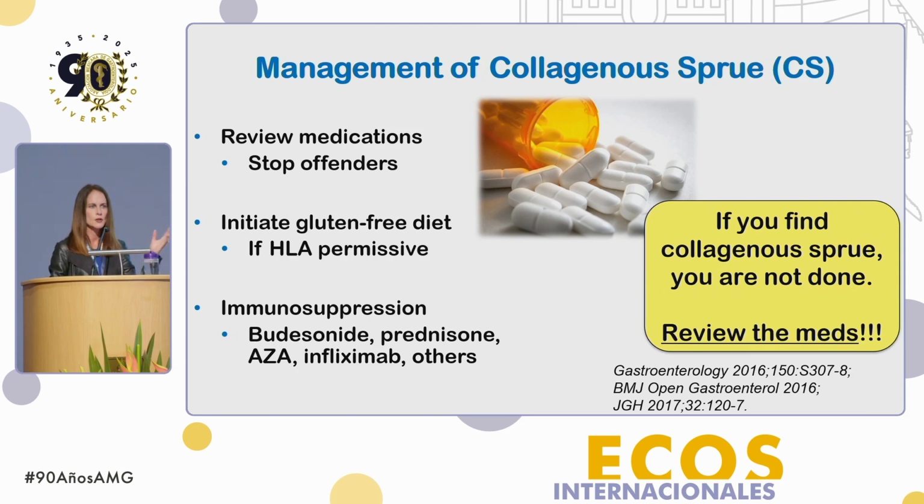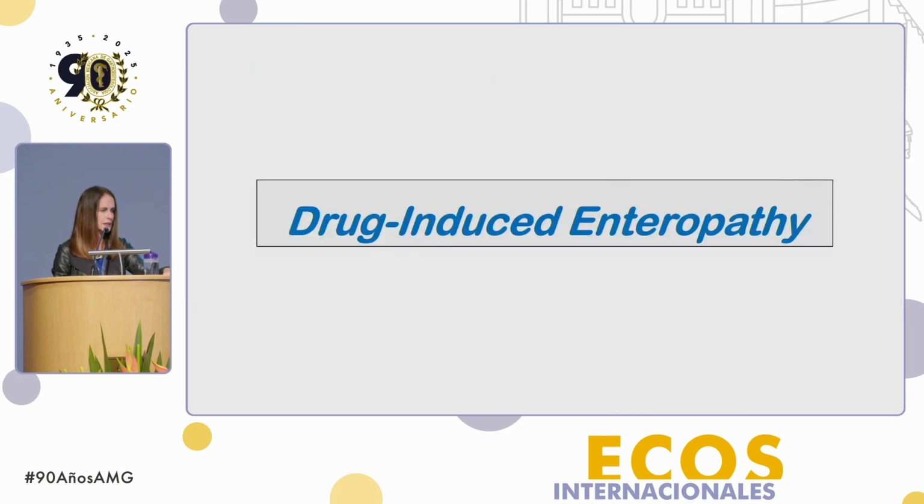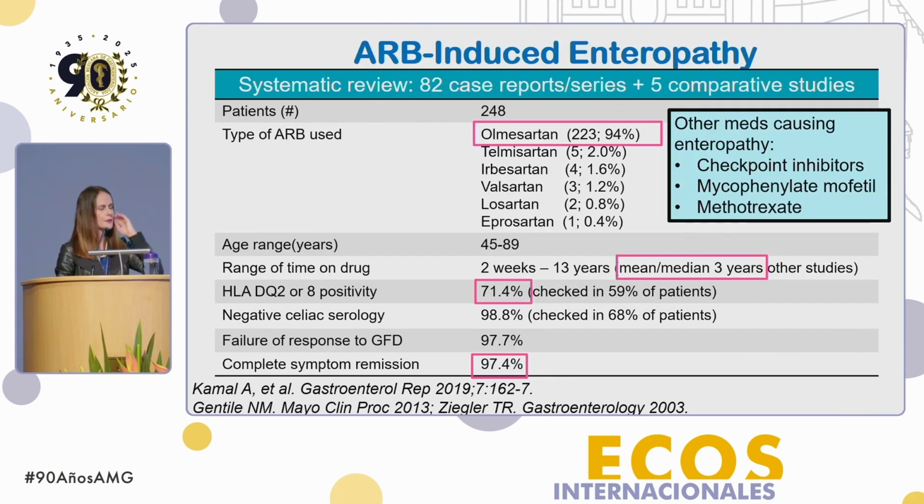If they have either positive serology or permissive HLA and they're not on an offending drug, you would then think about putting them on a gluten-free diet, but many of these patients may also need immunosuppression based on the degree of their malabsorption, often again with oral open capsule budesonide. So I would say if you find a case of collagenous sprue, you're not done. You really need to do some homework to see if there's a medication that's causing this, or could this be celiac disease?